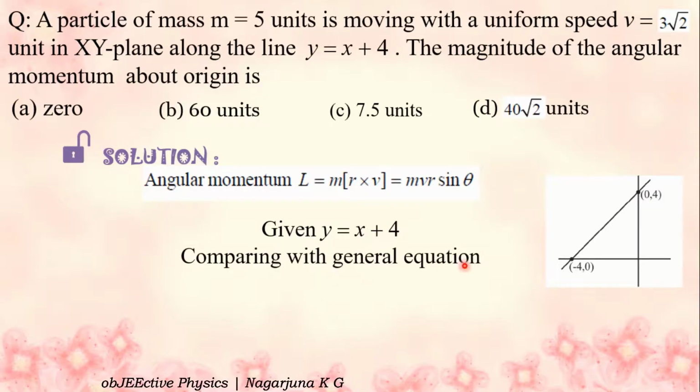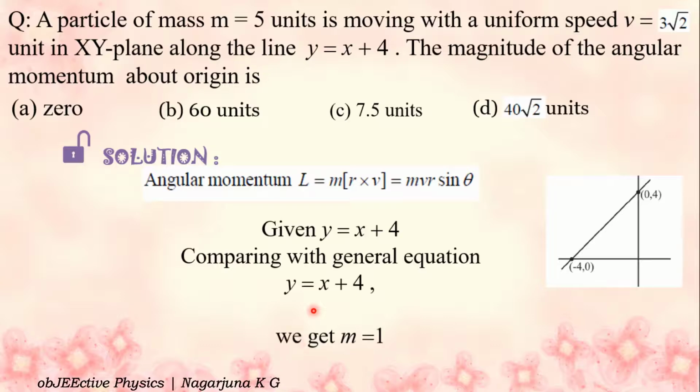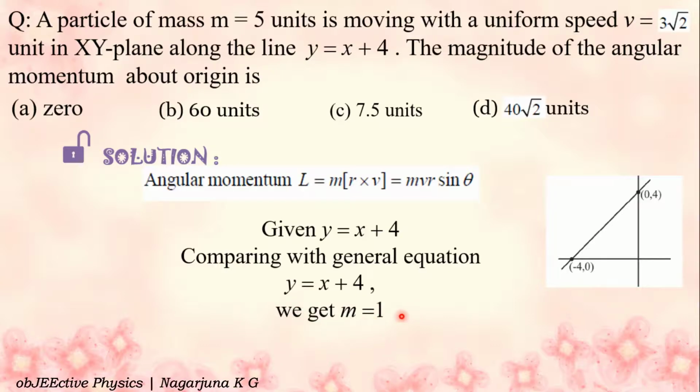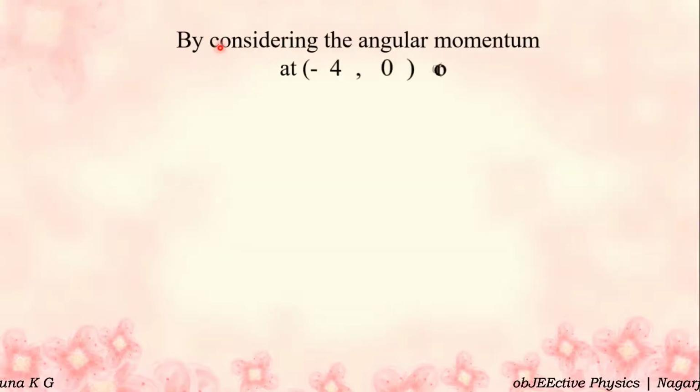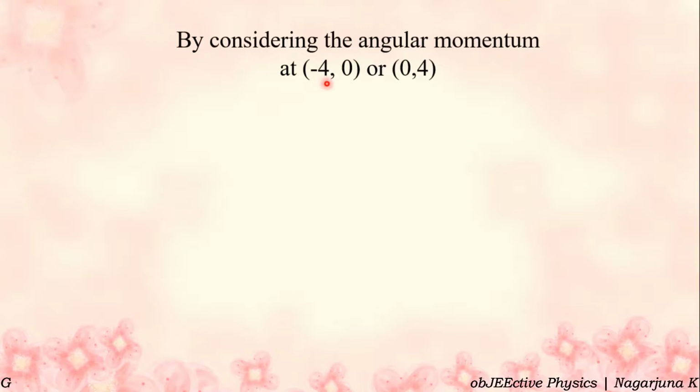Comparing with the general equation y is equal to mx plus c, we get m is equal to 1, slope m is equal to 1. Slope is nothing but tan theta. So therefore, tan theta is equal to 1, or that implies theta is equal to 45 degrees. By considering the angular momentum at minus 4, 0 or at 0, 4.